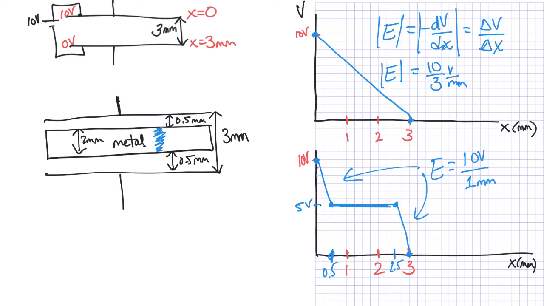So hopefully you see how this ends up looking like a reduced distance of 1 millimeter. It's not a constant electric field of 10 volts per millimeter. It is this piecewise function. So hopefully that helps you think through some of these problems.